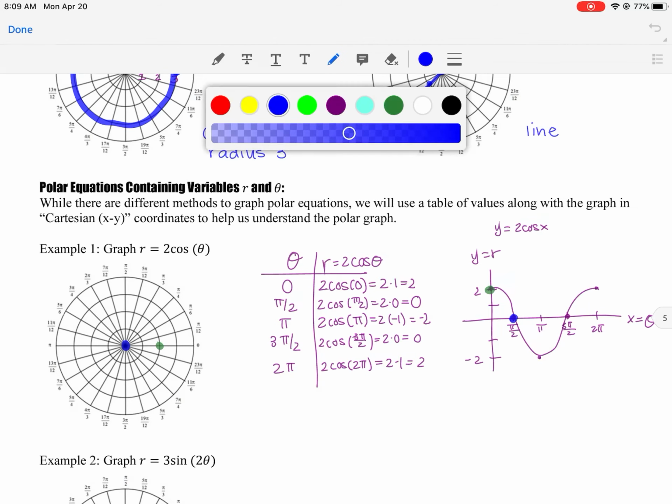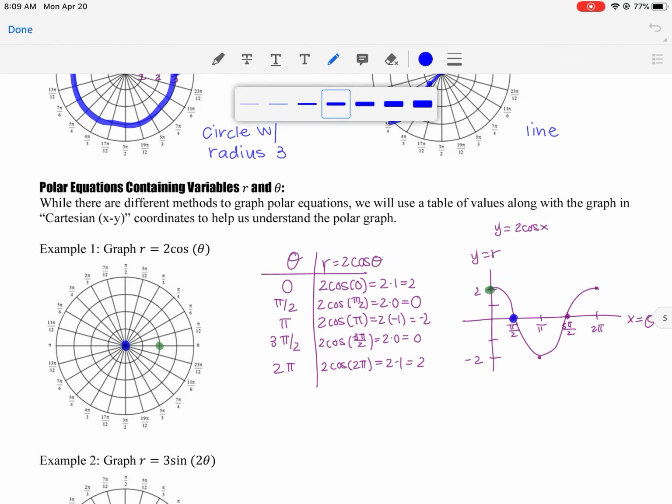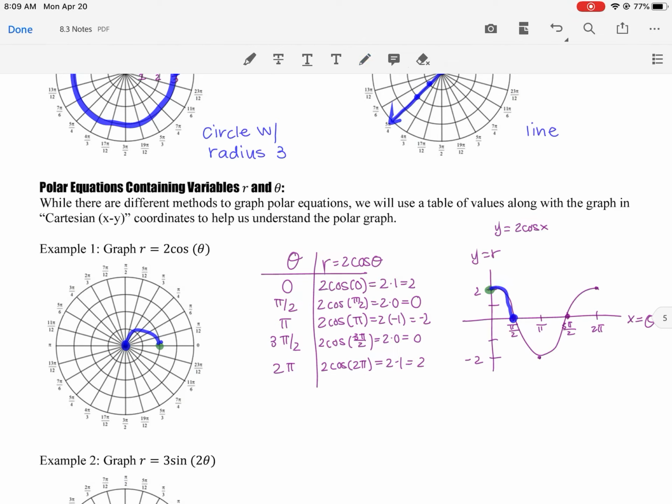At this stage, let's talk about what's happening with that radius. On this part of the graph, the radius is getting smaller and smaller, closer and closer to 0. So think about connecting that green point to that blue point, where the radius is hugging closer and closer to 0. Okay, now let's go to the next one.